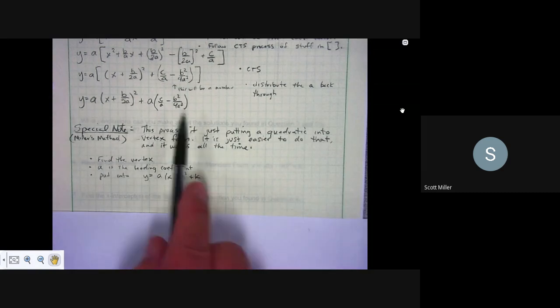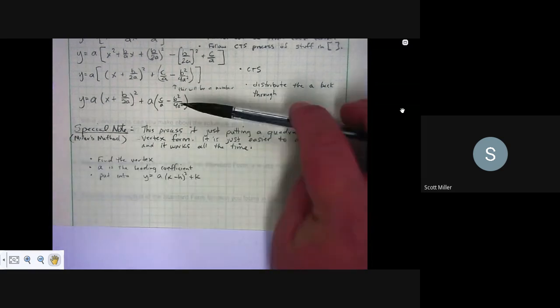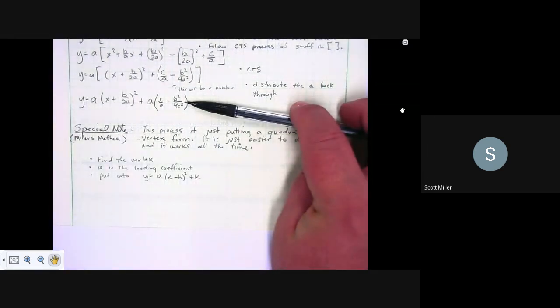Here's my method. This is vertex form. Okay? It's just easier to do this, and it works no matter what format I have. Find the vertex. The a is your leading coefficient. Once you have the vertex, put it into this form, and you have the completed square format. This is exactly what they want you to do. This is the end result. So my end result is exactly the same as that end result right there.